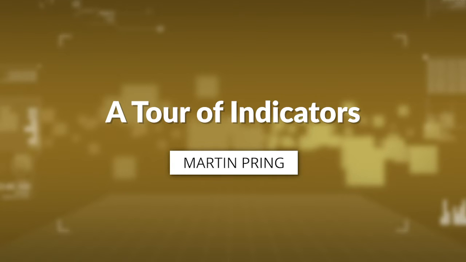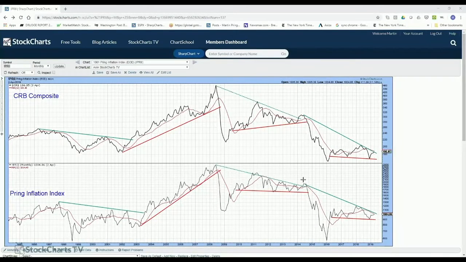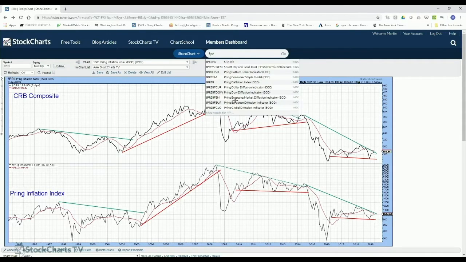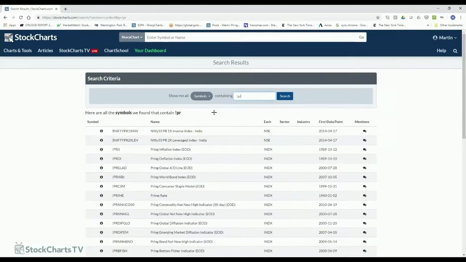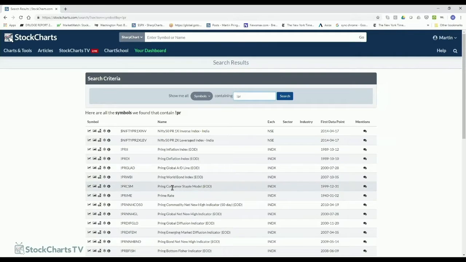But the first thing I wanted to go through was there are a number of these indicators, and they all begin with the symbol exclamation mark PR. So you can find out where these indicators are by putting up exclamation mark PR in the search button, and you can see that they're all listed. So if you want to see a complete list, you move down from more results to PR. And they come up along with some other stuff like the prime rate, but basically they're the Pring indicators.